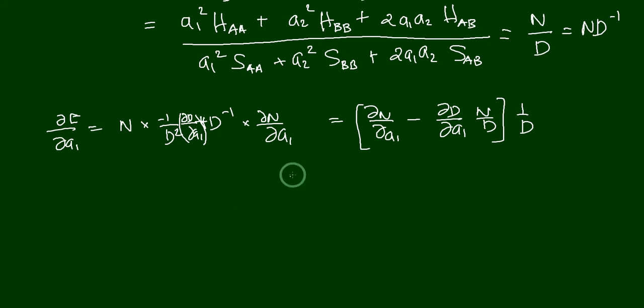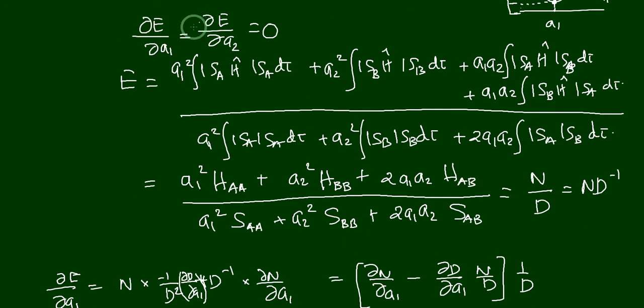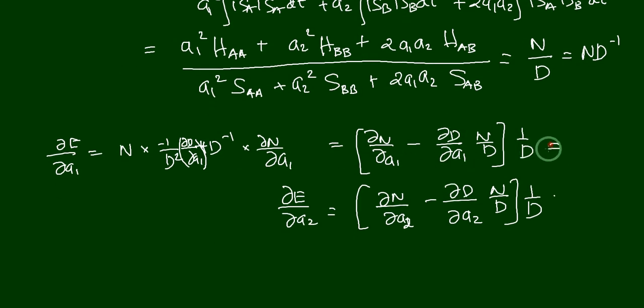∂E/∂a2 is equal to, we can write it directly from this one. It will be similar to this. That is ∂n/∂a2 minus ∂d/∂a2 into n divided by d into 1 divided by d. Okay, and both of these, that is ∂E/∂a1 and ∂E/∂a2, should be equal to 0 according to our equation. So both of these are equal to 0. This is equal to 0 and this is also equal to 0.